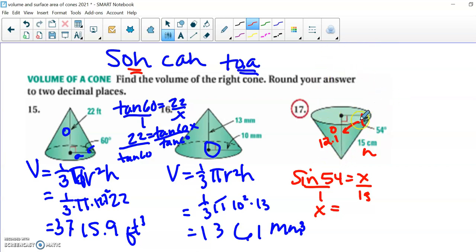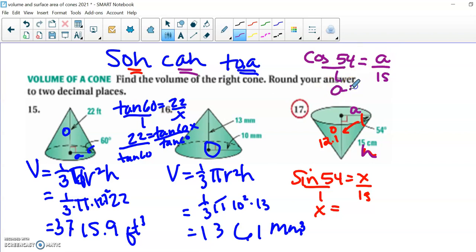All right, now we do it one more time because we also need the radius. They didn't give us the radius. So from the 54, the radius is my adjacent. And I think I'm going to go ahead and use my hypotenuse again because it's given. So adjacent and hypotenuse tells us we're going to use cosine. So I'm going to say cosine of 54 equals adjacent over hypotenuse.